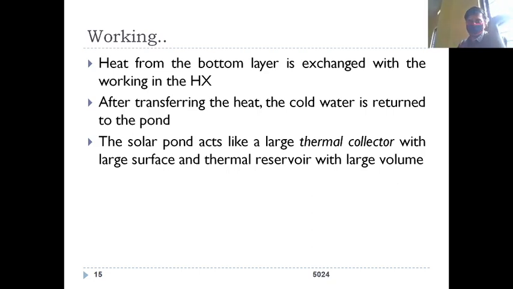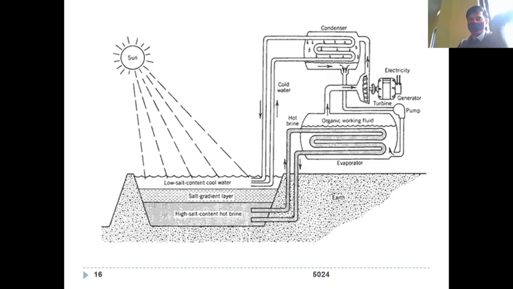So a solar pond, in short, acts like a large thermal collector, similar to a flat plate collector with a large surface area. The important thing is it has a very large surface area, so the absorbed energy also will be pretty high. At the same time, it acts as a thermal reservoir also. Collection as well as storage, both are combined.